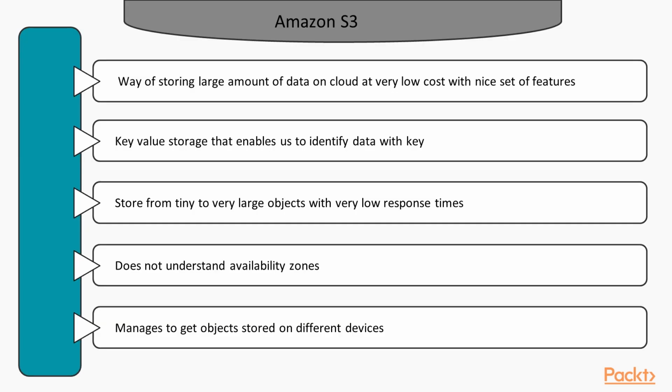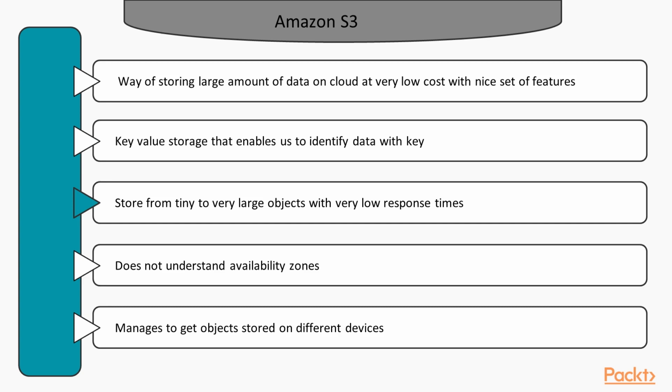Let's move to Amazon S3. Amazon Simple Storage Service is, as described by its name, a simple way of storing a large amount of data on the cloud at a very low cost with a nice set of features. Amazon S3 is practically a key value storage that enables us to identify data with a key. S3 is prepared to store from tiny to very large objects with very low response times and that are accessible anywhere.